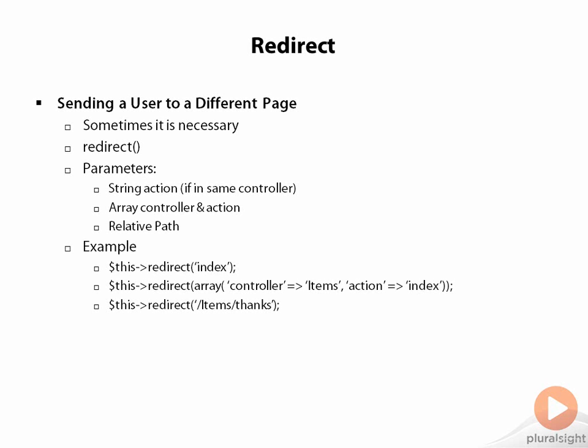For example, we can type this, redirect, and then the action you would like to go to. In this case, it's index. In this second example, we have an array being passed in as the parameter. The controller and the action are elements of that array. So in this example, it would be going to the items controller and the index action inside that controller. Our third example is basically a different way of writing our previous example. For this example, we would basically indicate our controller action by using a relative path. So this would redirect to the items controller, and then the / and then our action, which is thanks.